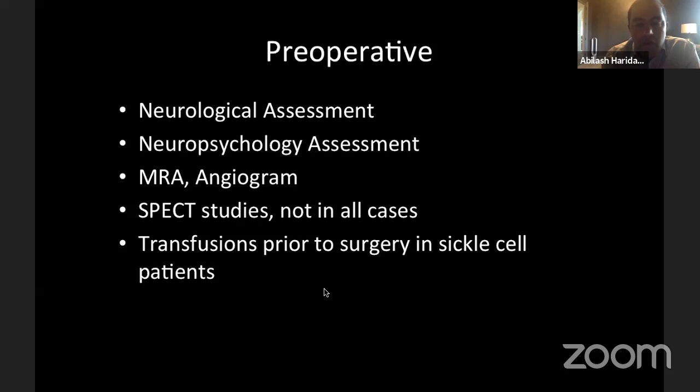So, of course, whenever these patients come in before surgery, doing a good preoperative assessment is important, because you need to ensure that they don't have a stroke or a hemorrhage post-op and you've lost function. And it's also good to keep track of your outcomes moving forward. Neuropsychology assessment, MRA, angiogram. You can also get a cerebral angiogram in these cases, or just a plain MRA if the patient cannot tolerate a cerebral angiogram. SPECT studies, these are not done in all cases all over the world, but many centers do perform this on a regular basis. And if you're dealing with sickle cell kids in particular, they should get transfusions preferably within a few days of their surgery being done.